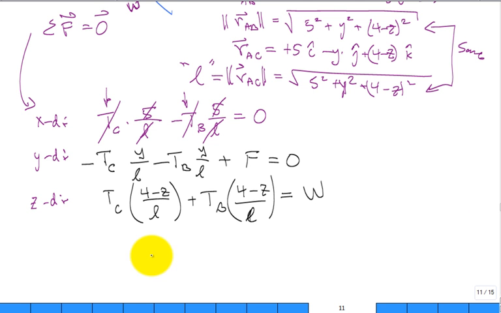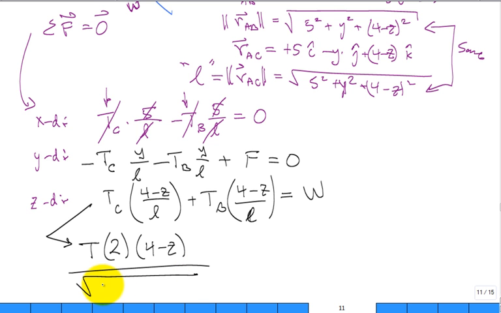Well, take a look. I can rewrite maybe this equation right here. And so the two tensions are the same, so let's just call tension times 2 times 4 minus z divided by, and I'll bust out what L is, the square root of 5 squared plus y squared plus 4 minus z squared. That's equal to the weight. I know the weight, I know the tension, I do not know z, and I do not know y.